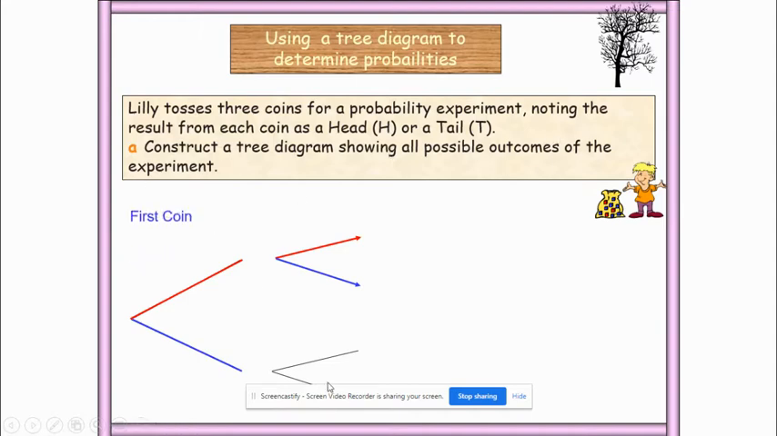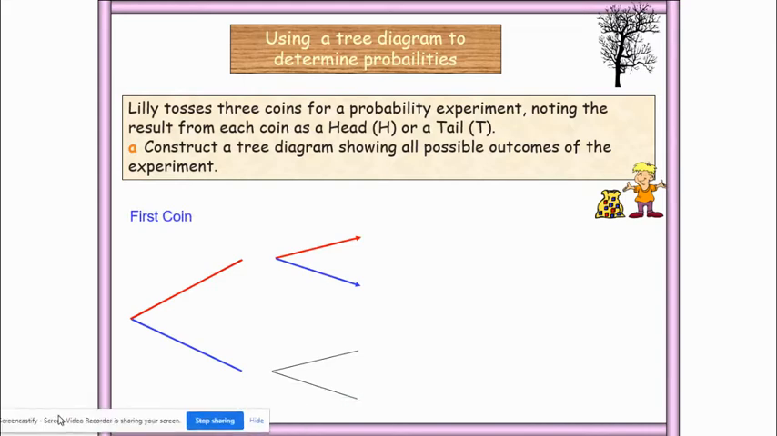So we start off with the first coin. Let me just move this over here. First coin, we've got a head and a tail. Then with each one, we go to our second coin: head and tail, head and tail, head, tail, head, tail.